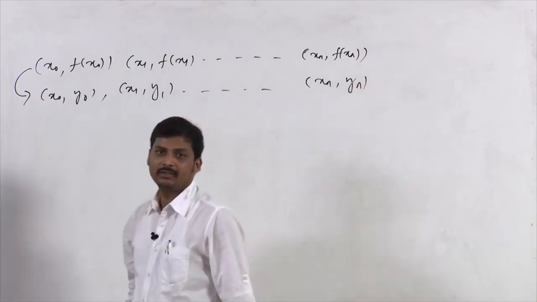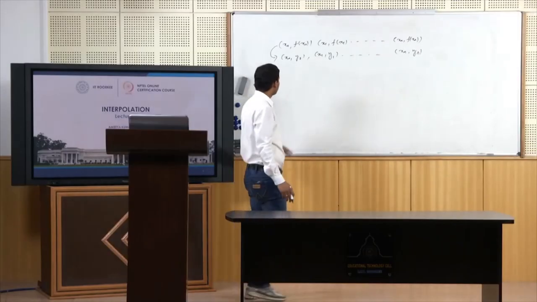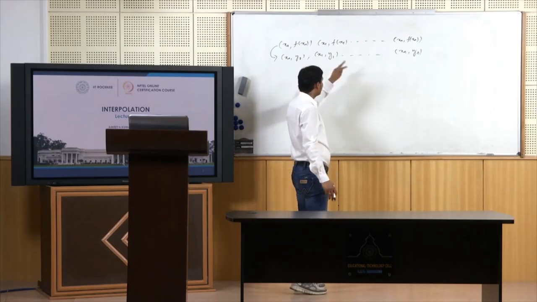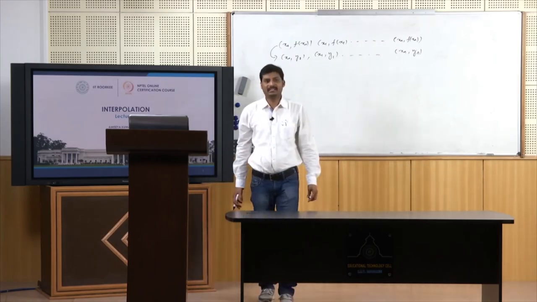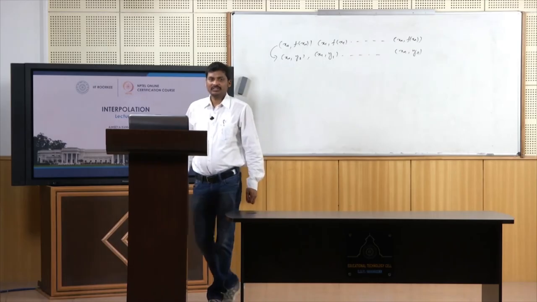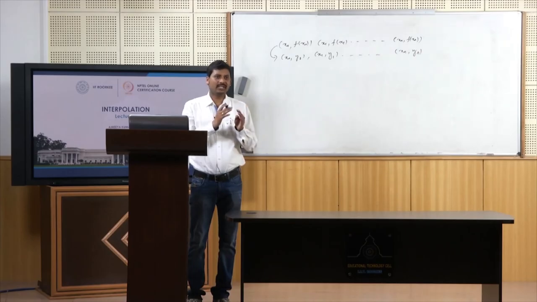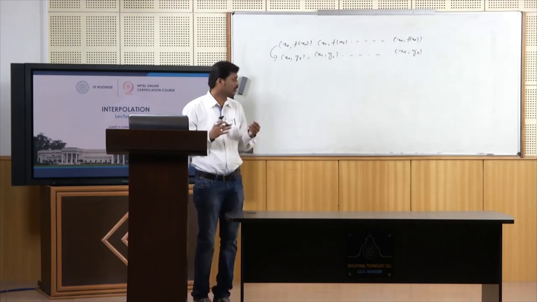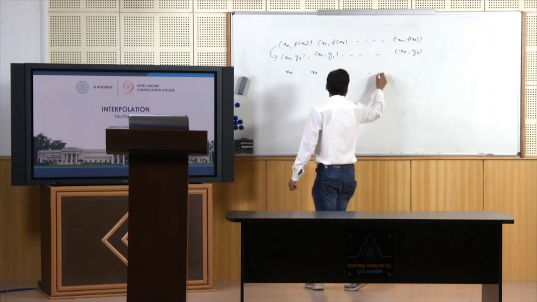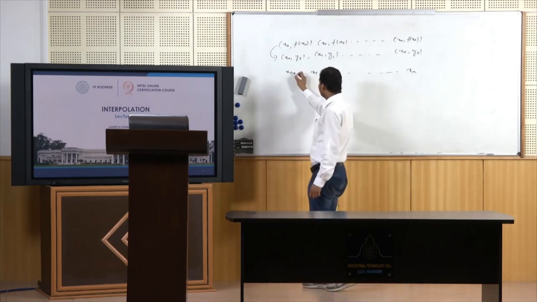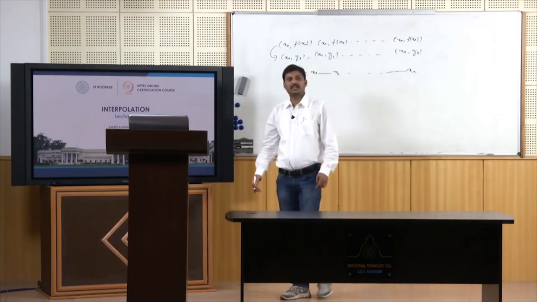Basically, the idea is that we want to approximate this function f of x with a polynomial p of x. Since this function is satisfied at n plus 1 points, we can approximate this function with a polynomial of degree n. If we use the Lagrange interpolating polynomial, we can use both equally or unequally spaced interval points. If you consider x0, x1, x2 up to xn, sometimes it may be equally spaced, sometimes unequally spaced. But for both these cases, we can apply Lagrange's interpolation formula.